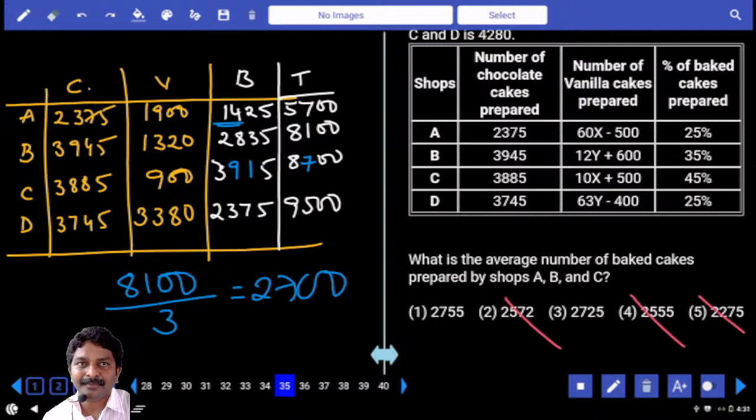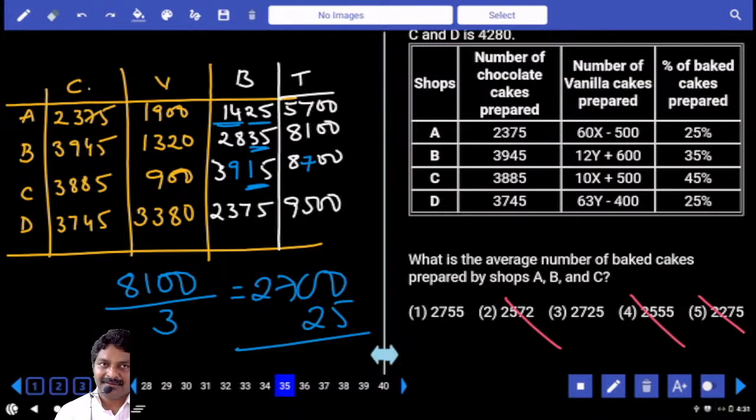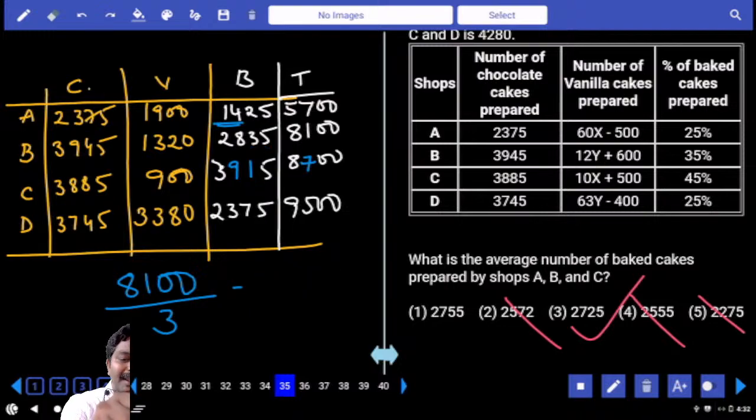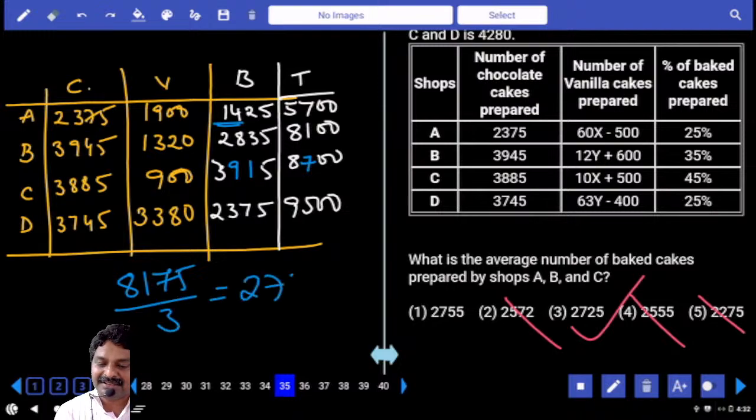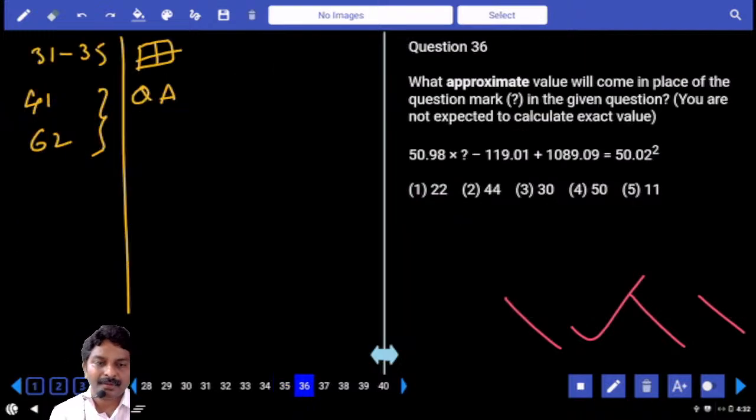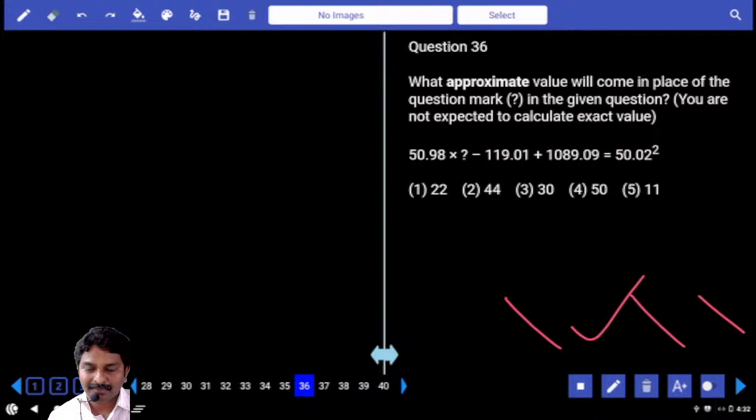Three options are there. Two options remain. Now if you observe the last two digits, 25, 35, 15, the average is 25 only. 25 you need to add. So the answer is 2725. If you add properly, it is going to be 8175 by 3, 2725. Finally, this is over.